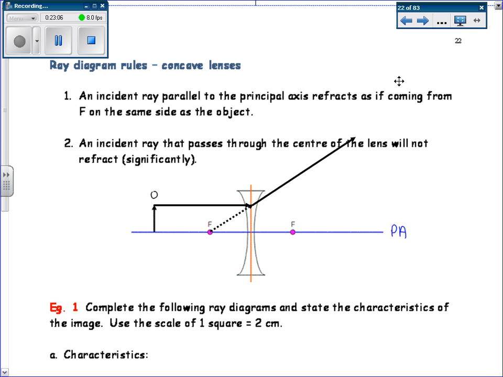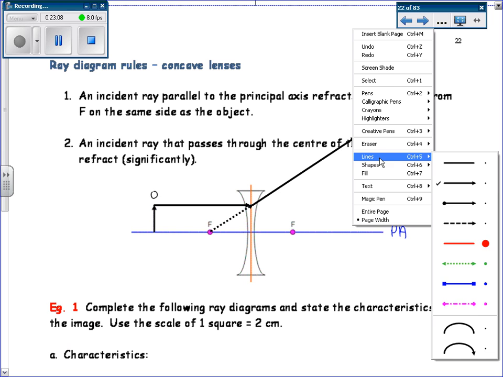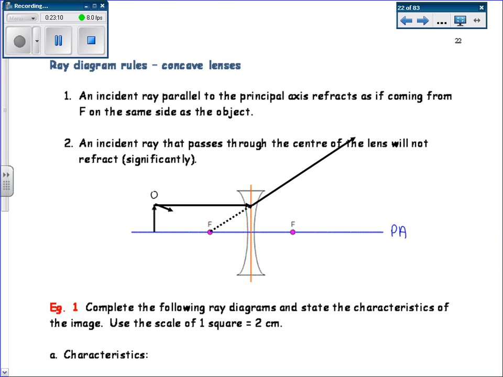Similar to convex lenses, if I now draw one that goes through the center, it doesn't refract significantly, it just goes straight. So where my image is right here, that's my image. And because one of the rays that forms the image is dotted, which means it's virtual, this is a virtual ray. This is a real ray.